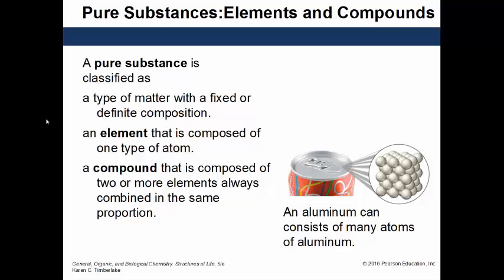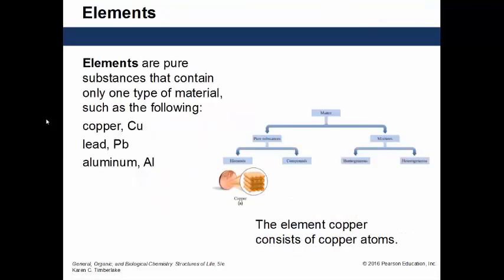Any element, say on the periodic table of elements, all that is found in that element are those particular atoms. So you only have one atom, say in a mass of aluminum or a mass of carbon or so on. There's nothing else found in that sample. When you have two or more elements combining, that's when you form a compound. So a compound is two or more elements that are always found in the same proportion. Like we just mentioned, elements are a pure substance that contain only one type of material.